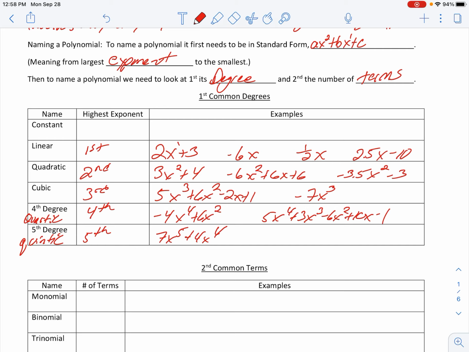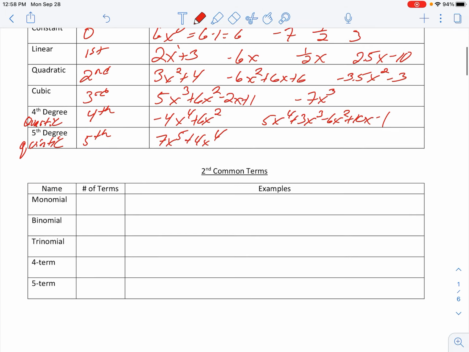Coming back up to a constant, that is degree 0. So that is something like, hey, I got 6x to the 0. But do we ever say x to the 0? No. Anything to the 0 power is 1. So 6 times 1 is then just 6. So a constant is just a number. -7, 1/2, 3. These all technically have x to the 0 there. And anything to the 0 becomes 1. Those are those 6th, 7th, and 8th grade rules of exponents.